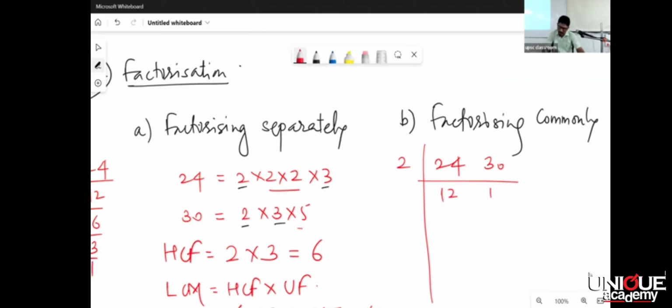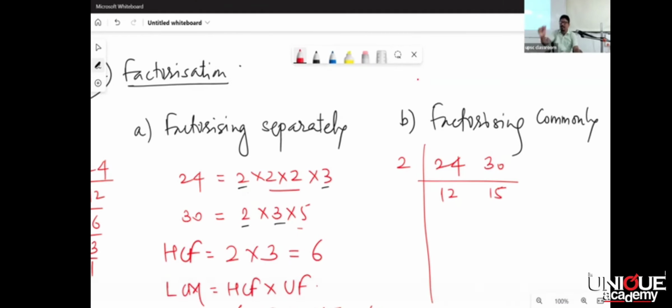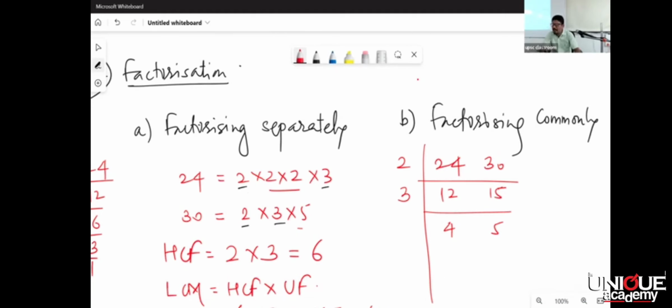So we have 12 and 15 as the quotients. Out of these, 12 is even but 15 is not, and that's why 2 is not a common divisor for these. You have to think of another common divisor which is common to both, and that is what? 3. So when we divide by 3, we have 4 and 5 as quotients. Now no prime number commonly divides 4 and 5. Is it clear? Why? Because 4 and 5 are consecutive natural numbers, and any 2 consecutive natural numbers are not divisible by any common prime number.